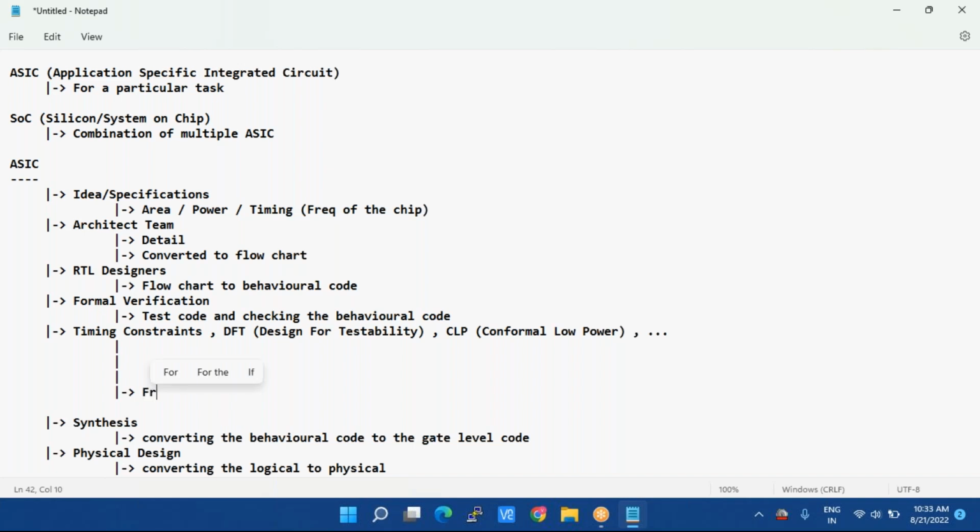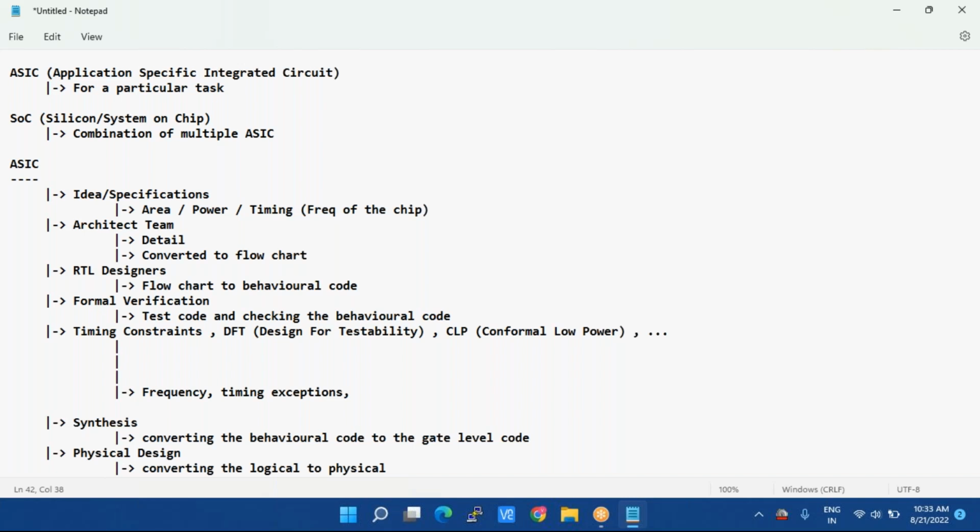Okay, so frequency of the circuit, and also a few of the timing exceptions. I'm not going to be touching that in detail because that will be coming under a term called STA, static timing analysis. In that we are going to go in depth into those particular concepts.